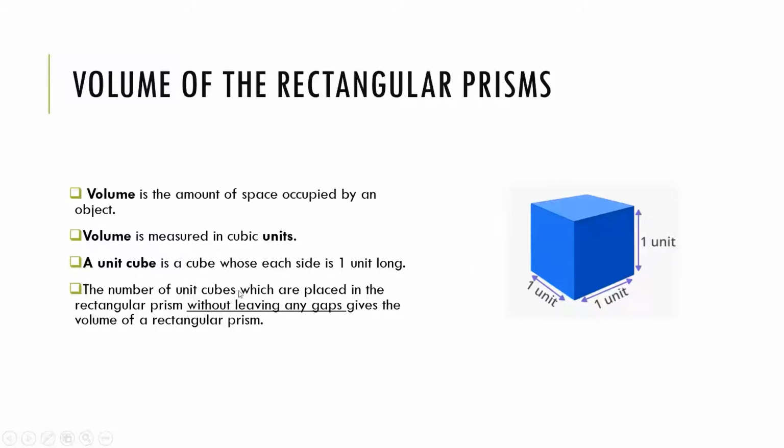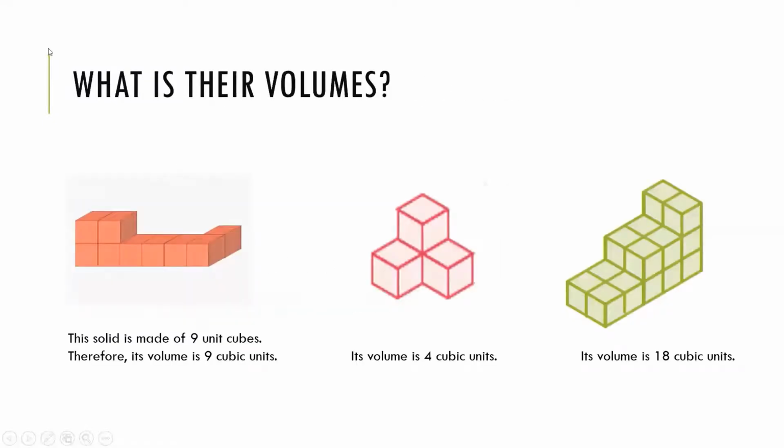The number of unit cubes which are placed in a rectangular prism without leaving any gaps gives the volume of a rectangular prism. Let's find their values. In the first shape, we have 1, 2, 3, 4, 5, 6, 7, 8, 9. 9 unit cubes. So its volume is 9 cubic units. The second one has 1, 2, 3, and below one more, it's 4. We have 4 unit cubes. Its volume is 4 cubic units.